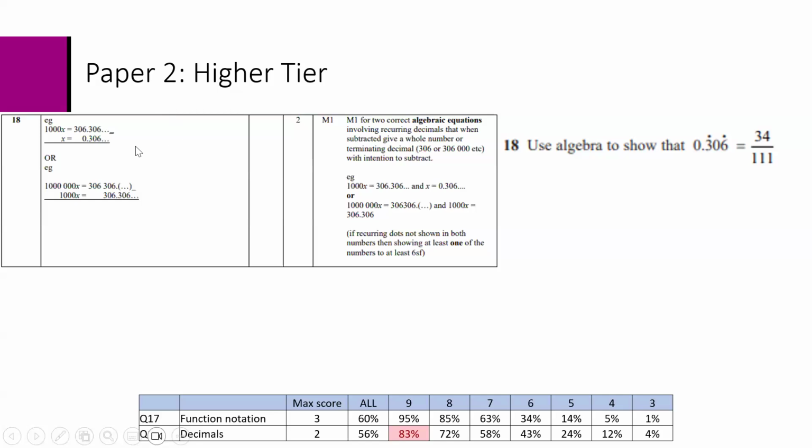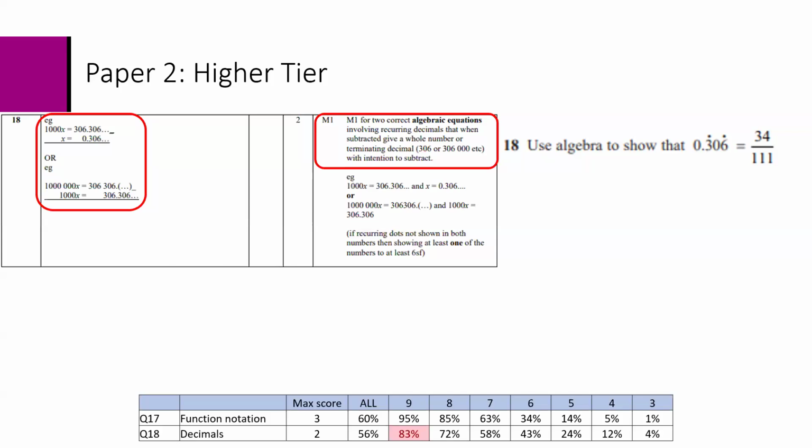Okay. So here we have two equations. They don't need to formally solve them simultaneously. It's sufficient to write them above each other with a subtraction sign. But the examiners do say, as we're using algebra to show that, there is a slightly higher bar of entry in here. But I think it's totally achievable for students as long as they understand the stage of this. And these are all run-of-the-mill questions. So M1 for two correct algebraic equations involving recurring decimals that, when subtracted, give a whole number. Okay. And in terms of showing the subtraction, I did just want to highlight to you there that the examiners, as long as the intention is clear, will accept it.